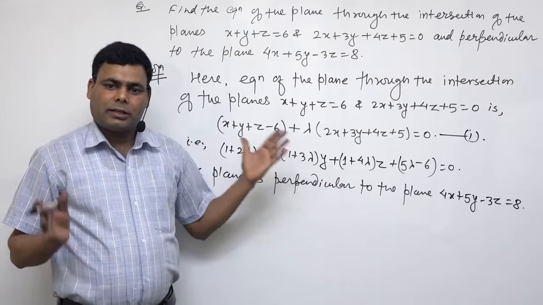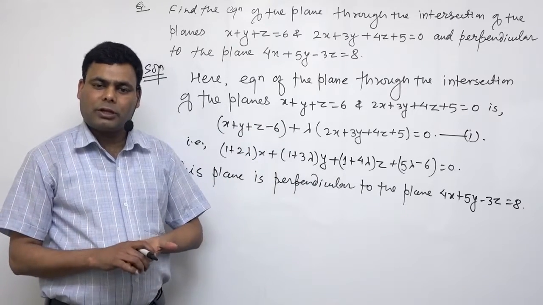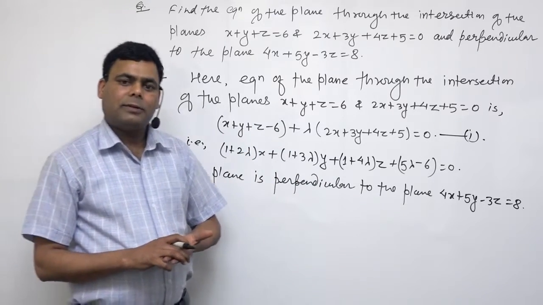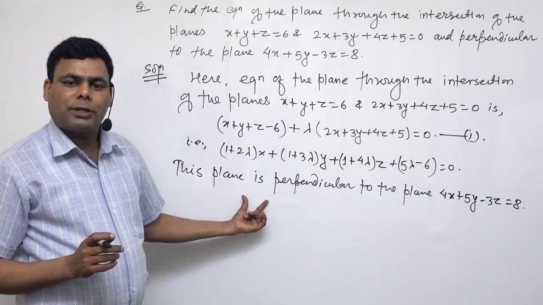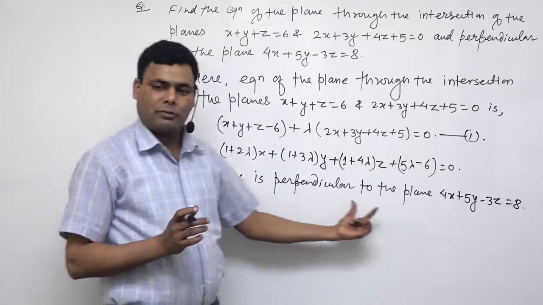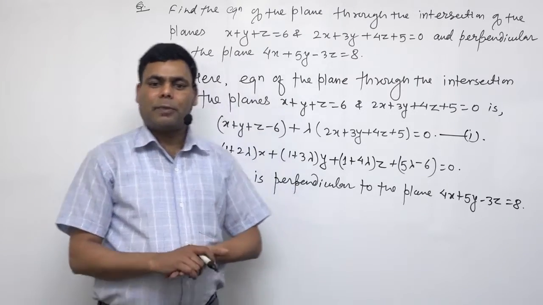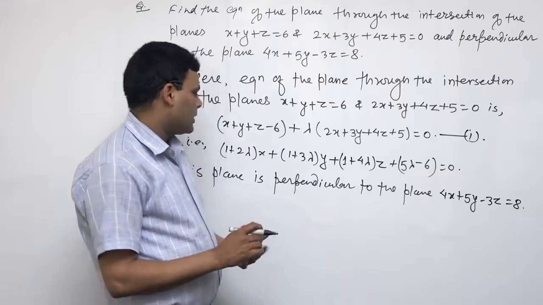That means if two planes are perpendicular to each other, then the normals to these planes will also be perpendicular, and then we have a1 a2 plus b1 b2 plus c1 c2 equals to 0. We have already done this in the previous problem as well.